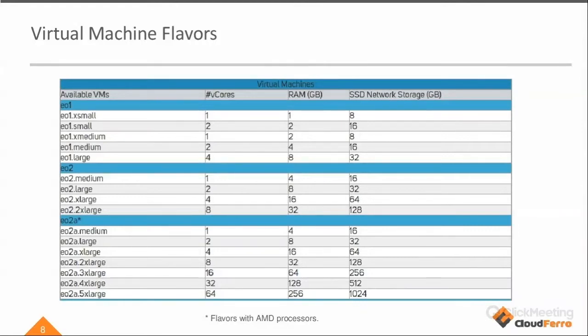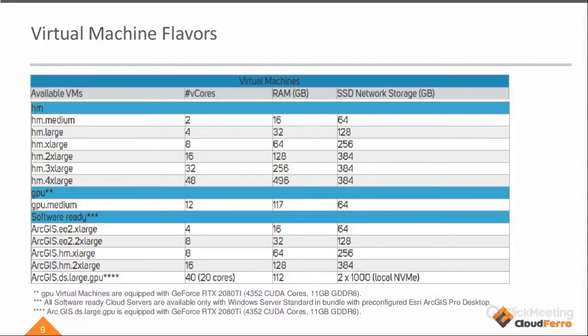Here you can see that we start from very small flavors of virtual machines, and then the sizes grow. You can see that we have even 48 cores and 496 gigabytes of RAM, which is a really great number. We also provide access to virtual machines with GPU, a very useful thing for Earth observation data processing. Besides, we also provide software-ready virtual machines.